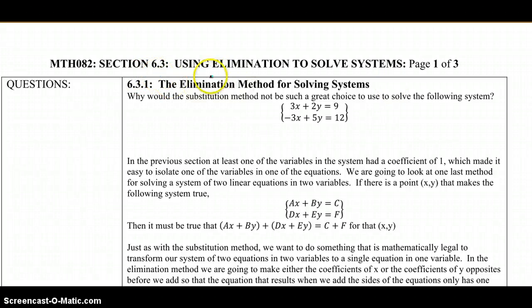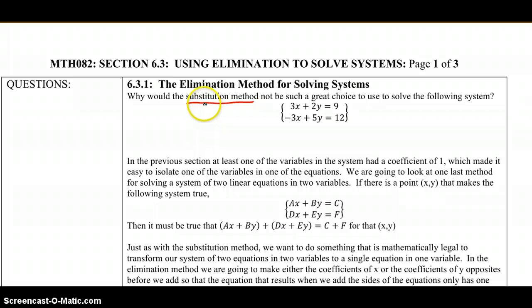Section 6.3, using elimination to solve systems. In this section, we get another method to solve systems of linear equations. We're asked why the substitution method that we learned in the last section would not be such a great choice to use to solve the following system.